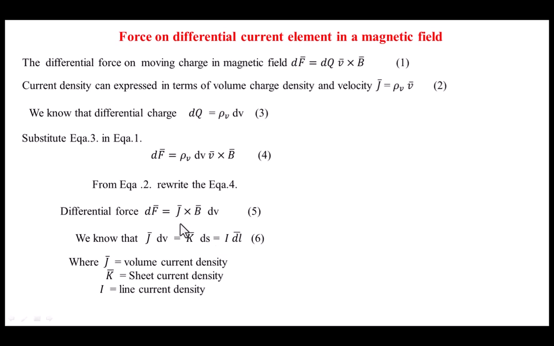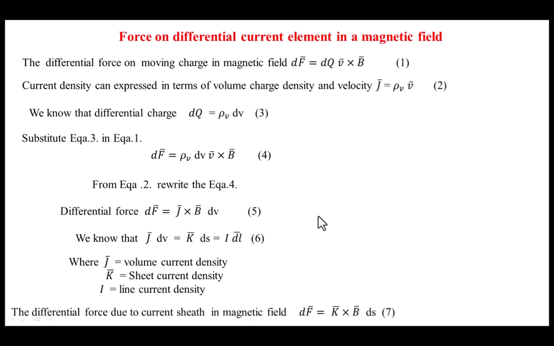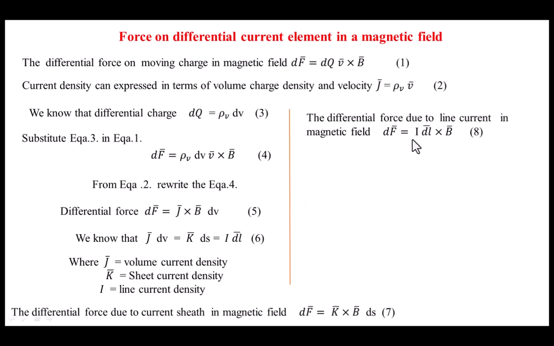Now, in place of J bar, if we substitute K bar, then this force is equal to the force on a differential sheet charge which is moving in a magnetic field. The dV should be replaced with dS. In a similar manner, to find the force on a line charge moving in a magnetic field, J bar has to be replaced with I. So the differential force equals I into dl bar cross B bar. Up to here, we know the differential force.